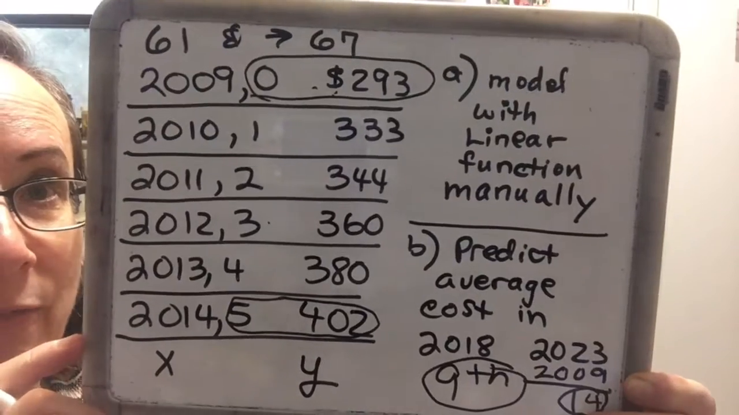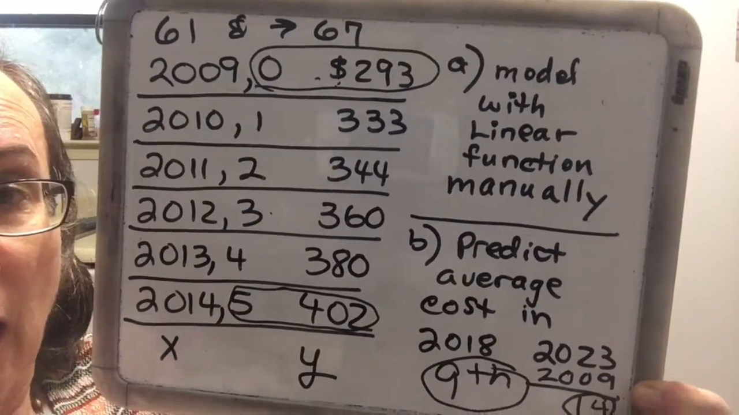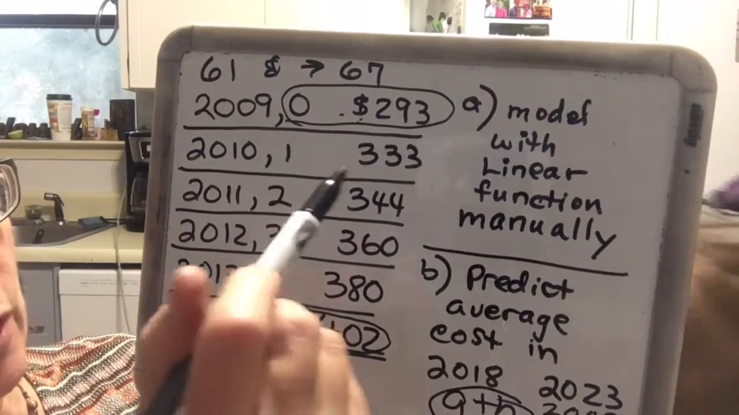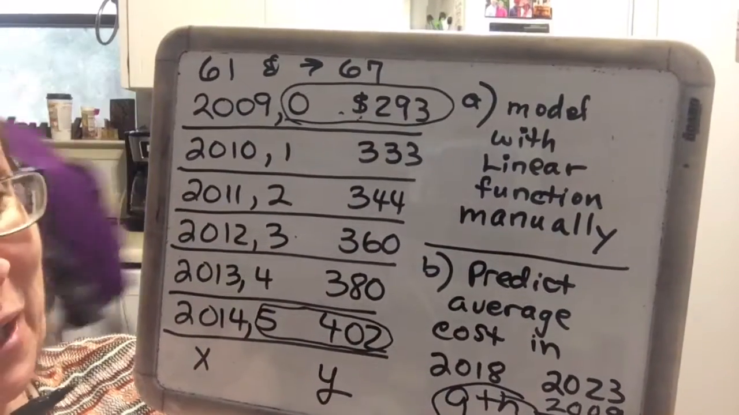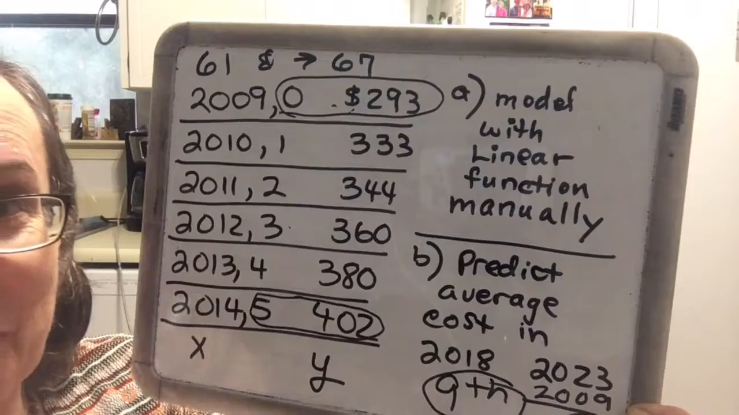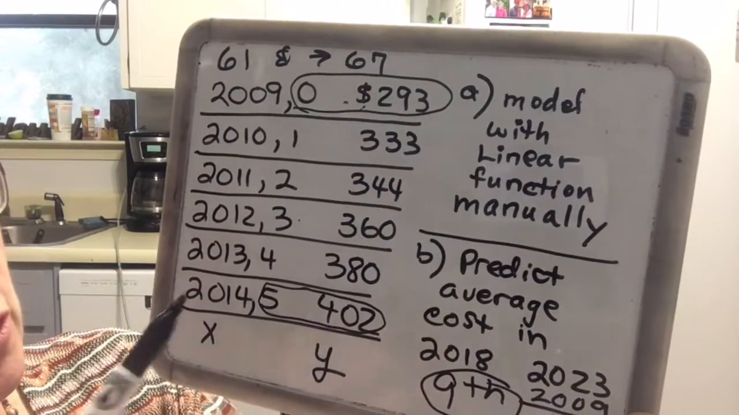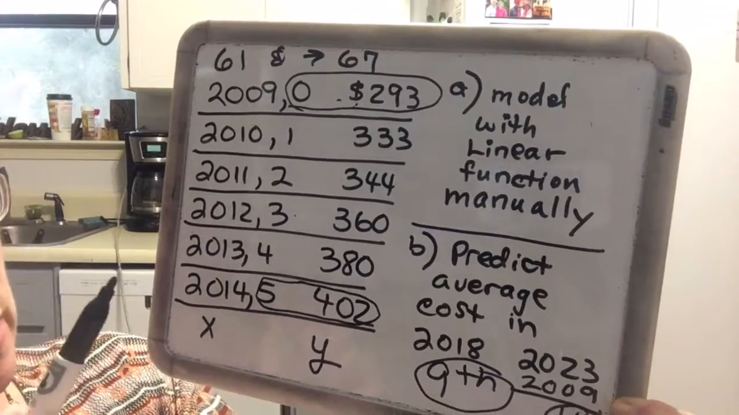Now, in the book, they even say that you can get different answers for this because it all depends on which one of your points you choose to figure out your slope.